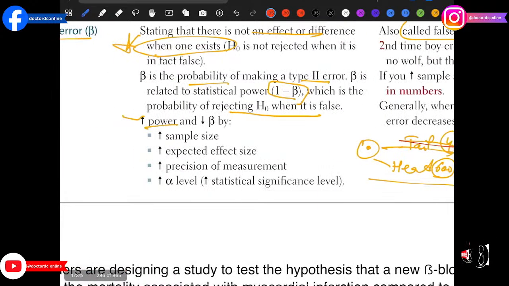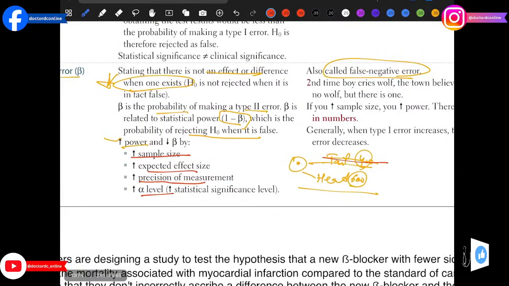So how do you increase power? Let's count. Increase sample size, reduce data spread, aka variability. Increase precision, increase alpha, increase effect size. Quick tip, reducing spread increases precision, and precision makes it easier to find differences, thus increasing power.